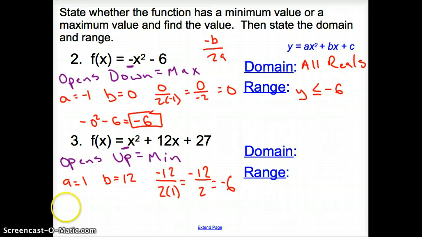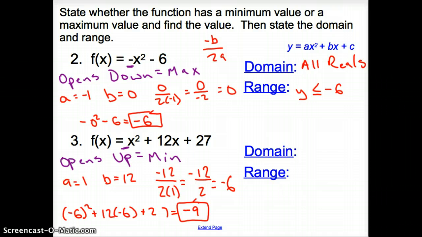But now we have to plug -6 into this guy to find our value. So let's go ahead and do that. We have -6 squared, plus 12 times -6, plus 27. Just punching it into your calculator, or you can use another line to figure it out, that gives me -9. So my value is -9.